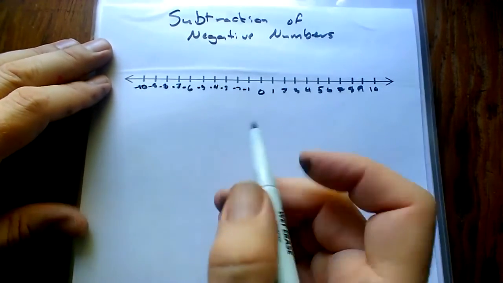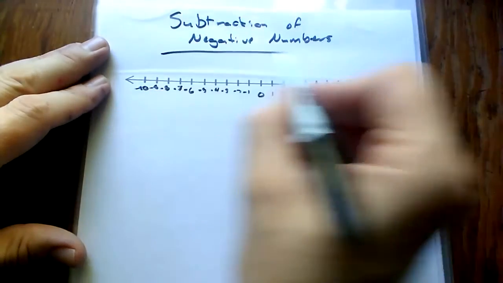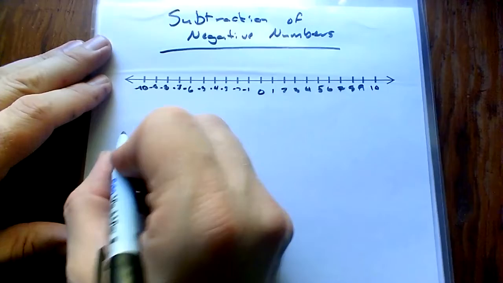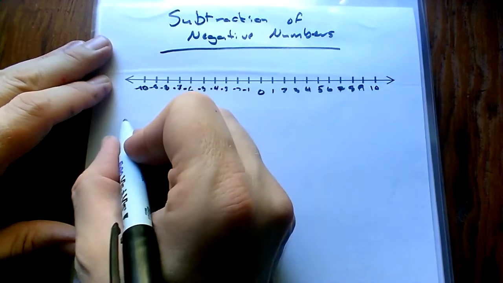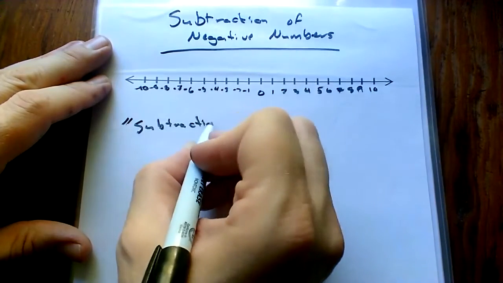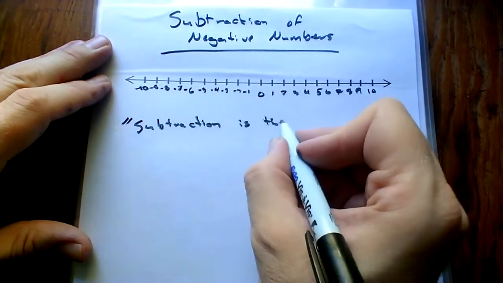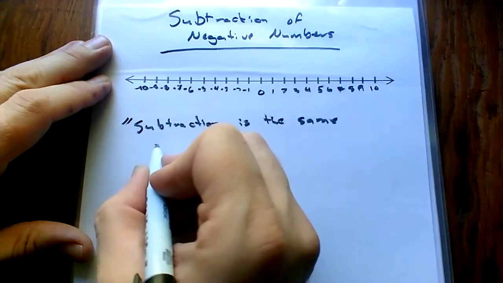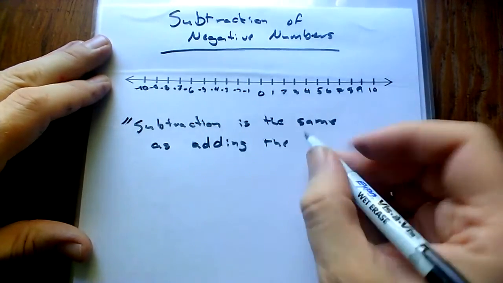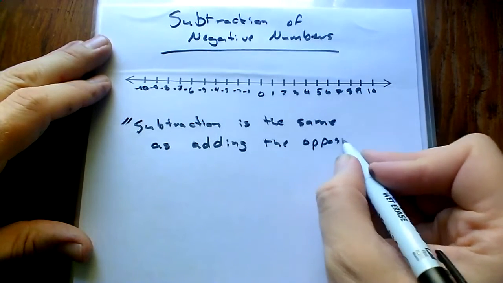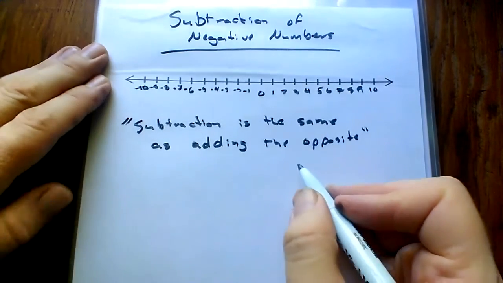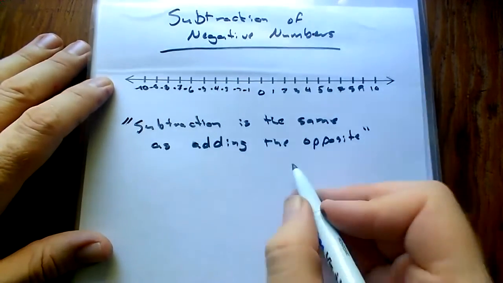So let's talk now about subtraction of positive and negative numbers, or subtraction of integers. The key feature whenever you're subtracting negative numbers is it's the same as addition, but subtraction is the same as adding the opposite. So in a lot of ways, we're going to think of any kind of subtraction as just adding the opposite sign.